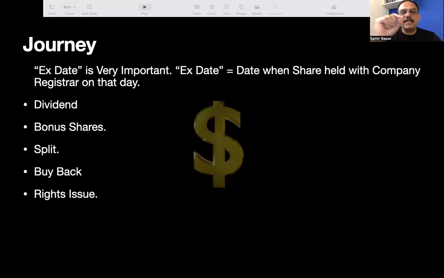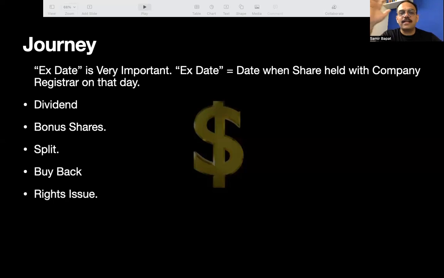So in the board meeting, they will decide the dividend. Let's say the company is making profits and the company owners want to share that profit with the shareholders, they will declare a dividend. In the board meeting, the dividend will be declared. Now, how will the dividend be declared? They will give an ex-date, saying the dividend ex-date is so and so.